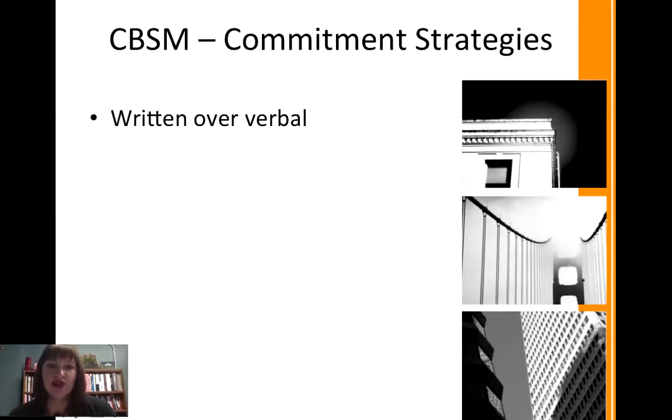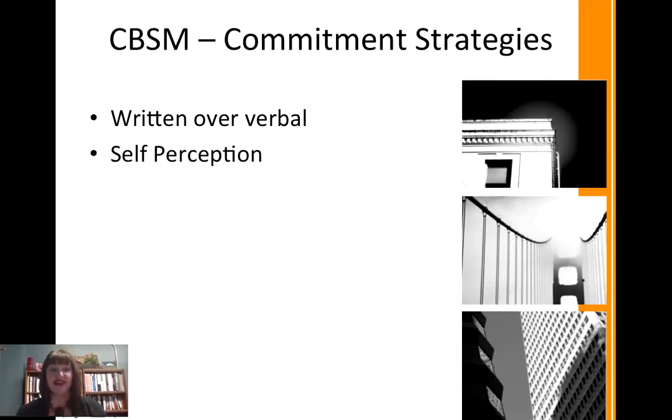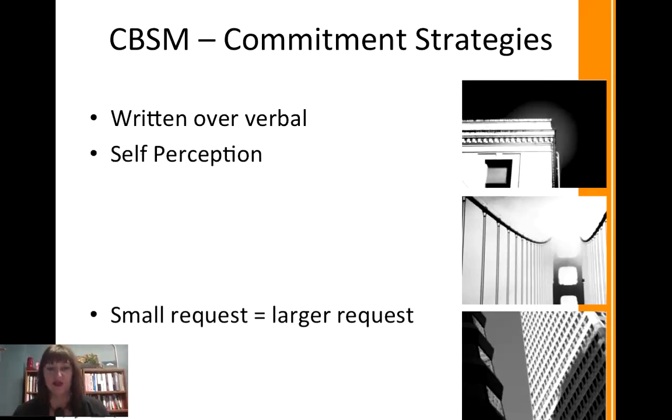Okay, it's really important to remember a few key points of commitment strategies involved in community-based social marketing. The very first is that written is preferred over verbal. Of course, we want it public in some way, but people feel like if they sign something, if they do something, then that's a little more commitment on their part as opposed to saying, yes, of course, I'll do that, no problem. They feel like if they sign something that there's something to adhere them to do that, a contract of sorts. It's also important to recognize people's self-perception.